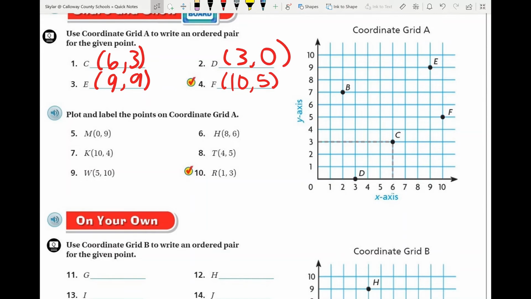Alright, so whenever we plot the points, the same thing, 0, 9. So 0 is how far we go over, and then up 9. We'll label that point M. Number 6, H. We go over 8, and we go up 6. Number 7, we have 10, 4, because we go over 10 and up 4.